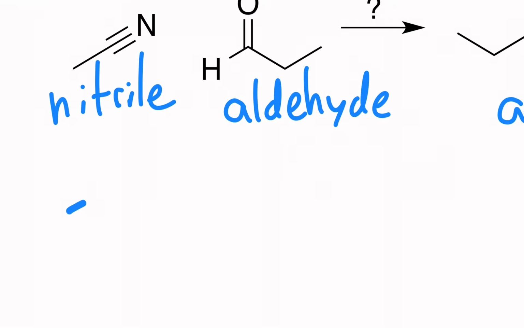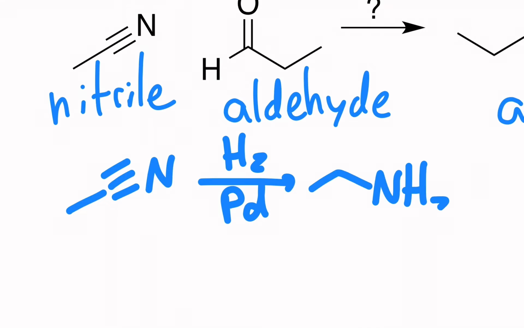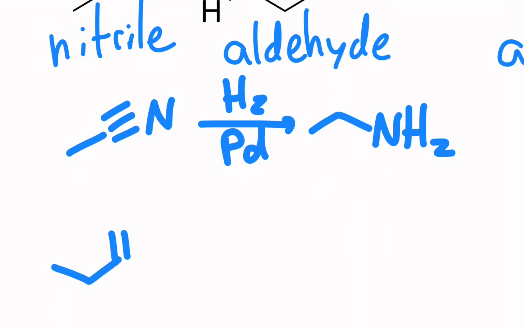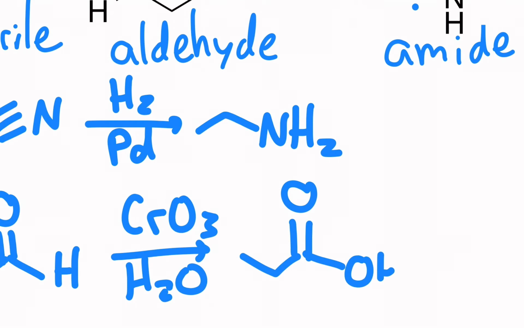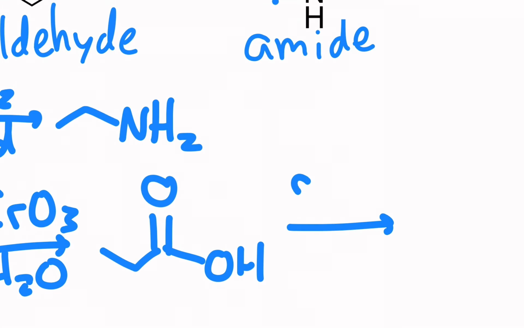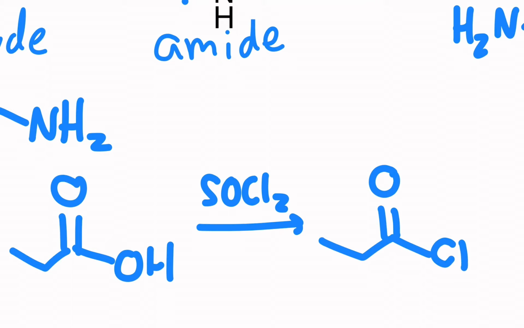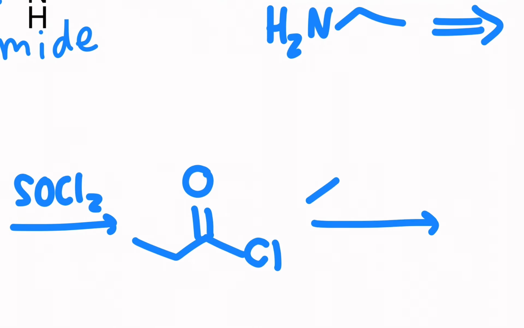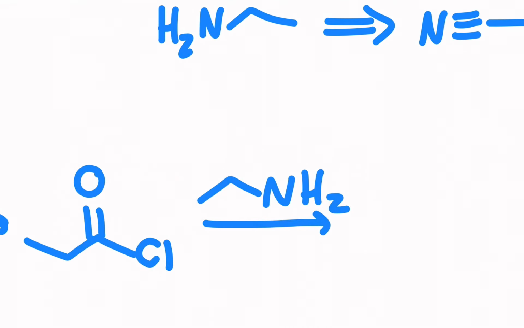So I'll start by making my nitrile turn into an amine. That's H2 and palladium. And then separately, I'll take our aldehyde. I'm going to oxidize it with the Jones oxidation. That gets us to a carboxylic acid. Then I'm going to treat that with SOCl2 to make the acid chloride. And then we just simply react that with the amine. There's no other reagent other than the amine. Acid chloride plus amine makes amide.